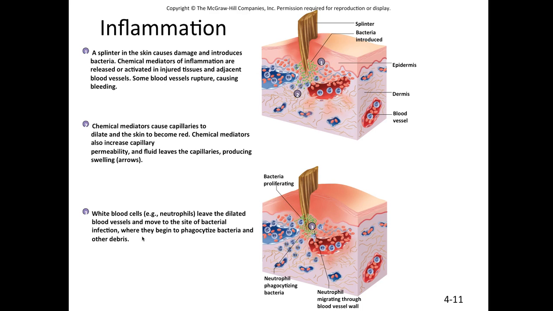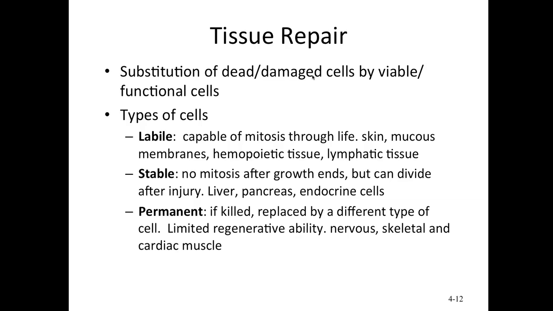So if you get a splinter, for example, you will start to see the bacteria in that area. Basically our goal is to kill this bacteria. So you'll start to see that process that we discussed earlier where the chemical mediators will be released and the white blood cells will leave the blood and move into the tissue area in order to go through phagocytosis and eat the bacteria in order to get rid of them. So that brings us to some more discussions on tissue repair.